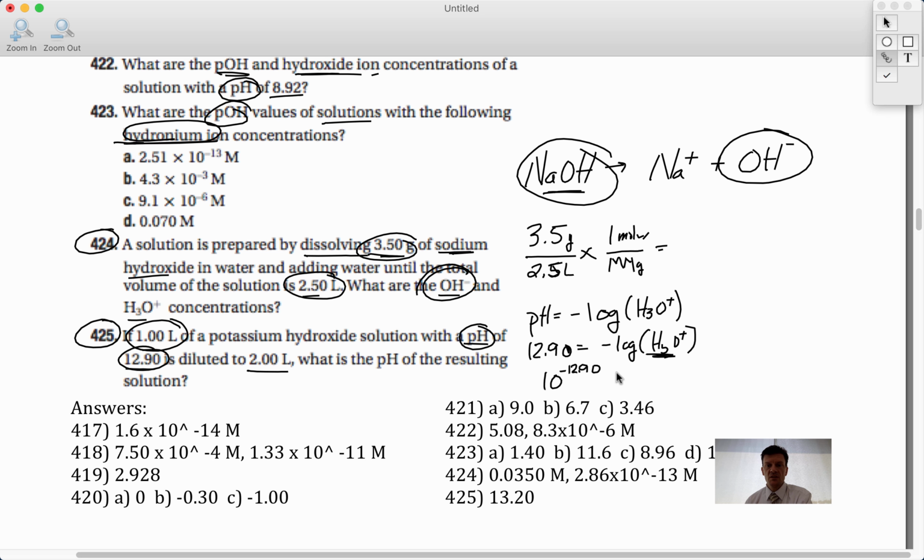Now it says, and this would be in moles per liter. Oh, I need to back up. Okay, no, that's okay. We're okay. Okay? That's the concentration of hydronium. Okay? From that, you could find the concentration of hydroxide. So if you take the concentration of hydroxide, then it is going to be 10 to the negative 14 divided by this number.